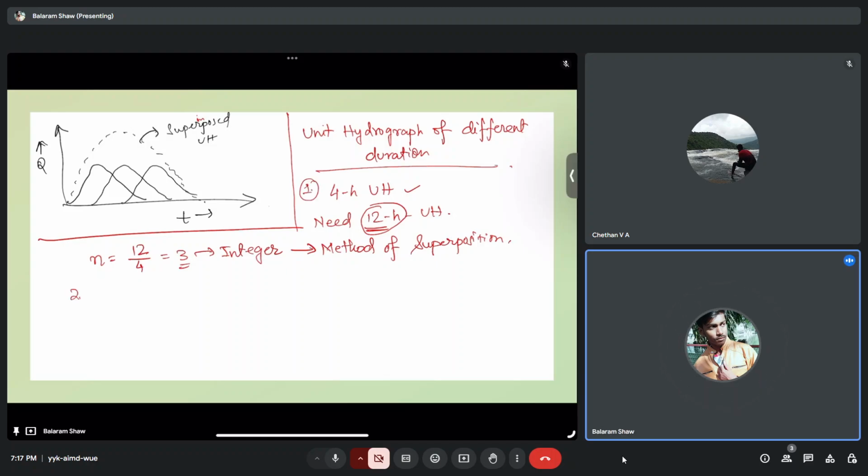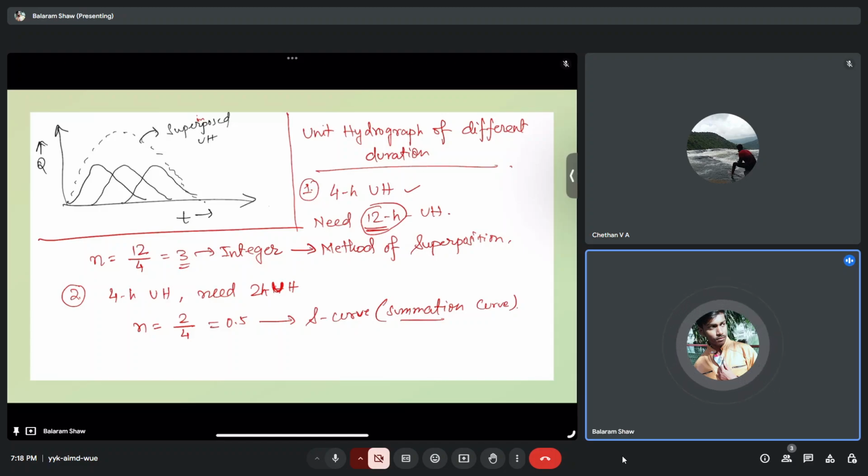Now let's say this n is not an integer. You have the 4 hour unit hydrograph and you need, let's say, a 2 hour unit hydrograph. Here n is 2 divided by 4, so it is 0.5. This is not an integer, right? So in this case, you can use the S curve, or we call this the summation curve. Why is this called the S curve? It looks very similar to a deformed S, and that's why we call it the S curve or S hydrograph.